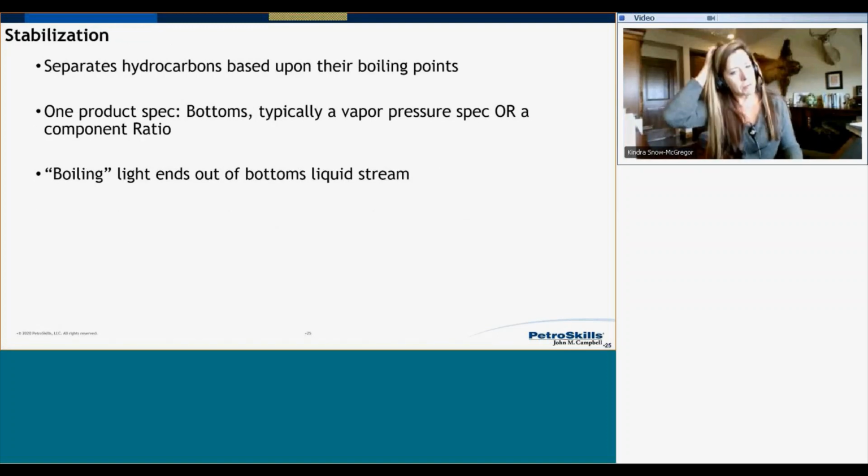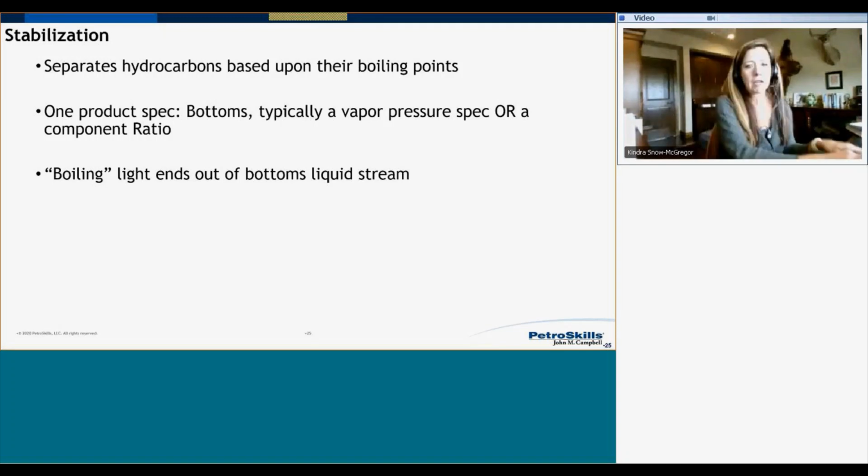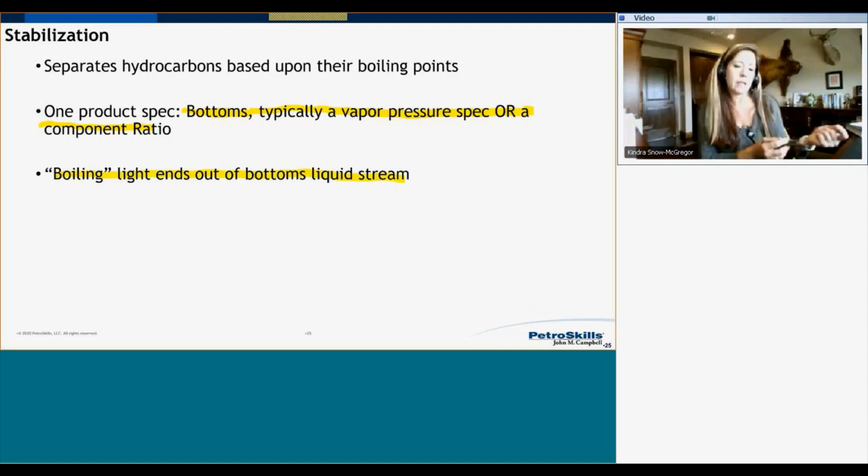When I think about stabilization, essentially what I'm doing here is separating my hydrocarbons based upon their boiling point. This is a really simplified way to think about it. If I have a stabilizer, really all I'm trying to do is stabilize the liquid hydrocarbon so it can go into an atmospheric tank. There's one product specification, and that would be my bottoms product. Typically this is a vapor pressure spec, or it might be a component ratio. All I'm doing in the stabilizer is simply boiling the light ends out of that liquid stream.